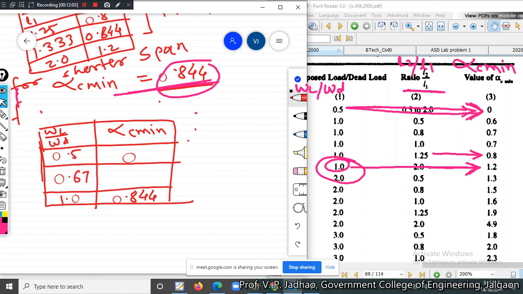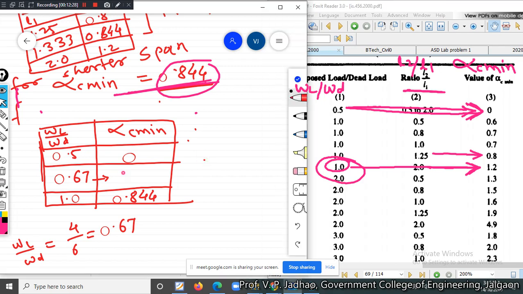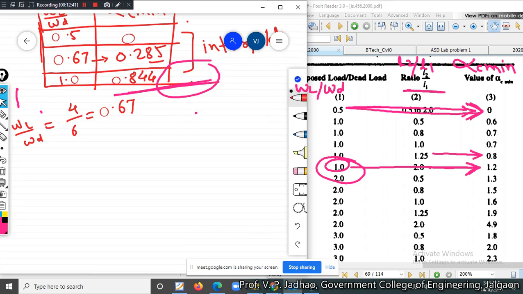But our value of WL upon WD ratio is 0.67. How does this 0.67 come out? We have live load equal to 4 and dead load equal to 6, so this comes out to be 0.67. For a WL upon WD ratio of 0.67, just do the interpolation, and you will get the value of alpha C minimum as 0.285 along the shorter span.